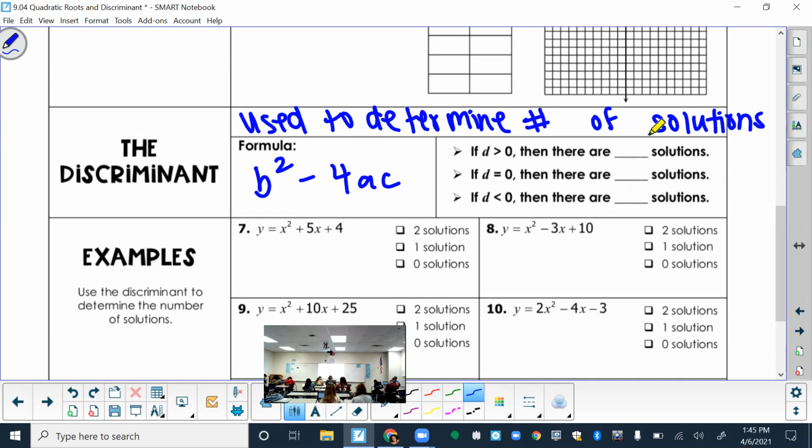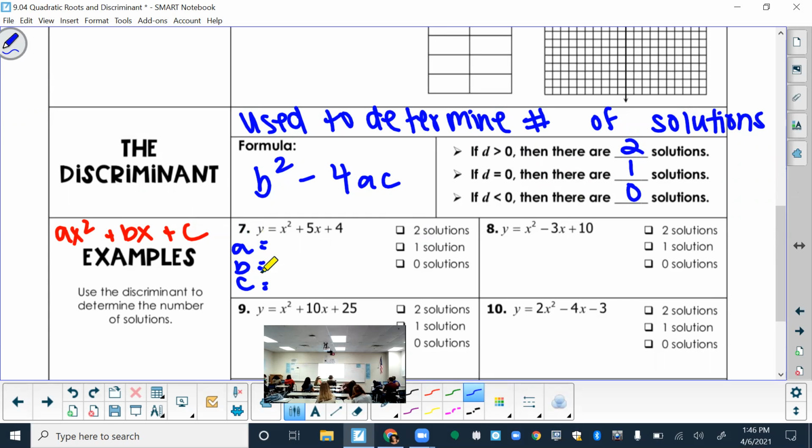So if the discriminant is greater than 0, then there's 2 solutions. If it's equal to 0, there's 1 solution. And if it's less than 0, there are no solutions. I'll explain more why that is tomorrow, but we'll just do a quick example. Also, if you're wondering where the A, B, and C come from, it comes from your standard form of quadratic equations. So ax squared plus bx plus c. If I can identify A, B, and C, I can plug it into that formula and figure out how many solutions there are that way.